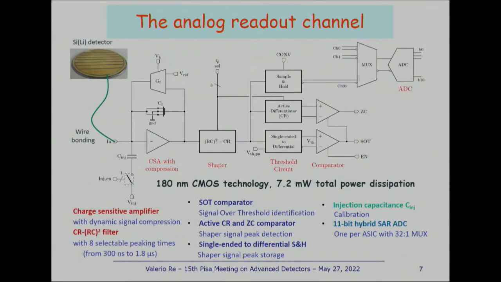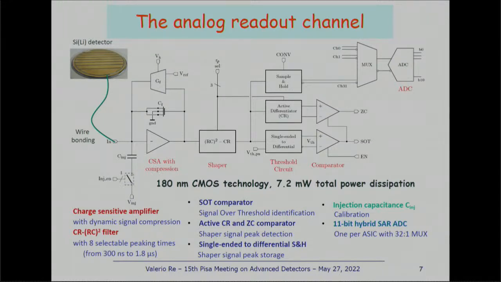Now going inside this chip, you see in this block diagram that we have first a charge-sensitive amplifier, where probably the most interesting feature is this MOS capacitor in the feedback to integrate the charge delivered by the detector. Actually, this is a non-linear capacitor which allows the chip to perform a dynamic compression of the range, and I will say some more words about this later.